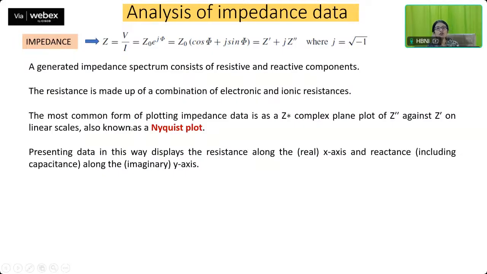And the most common form of plotting impedance data is a Z star complex plane plot of Z double prime against Z single prime on linear scales, and this is also known as the Nyquist plot. Presenting data in this way displays the resistance along the real or x-axis and the reactance, including capacitance, along the imaginary y-axis. Whatever I discussed in this particular slide will become clearer as we progress through the lecture.